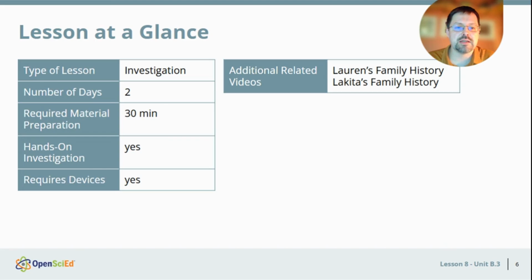Let's look at this lesson at a glance. This lesson is 2 days. There's minimal preparation involved in this lesson. You'll need beads and pipe cleaners to model inheritance and meiosis. There's a reading to print off and a few handouts. And it's important that you preview the videos of Lauren and Lakita, two young women who've developed cancer at a young age.